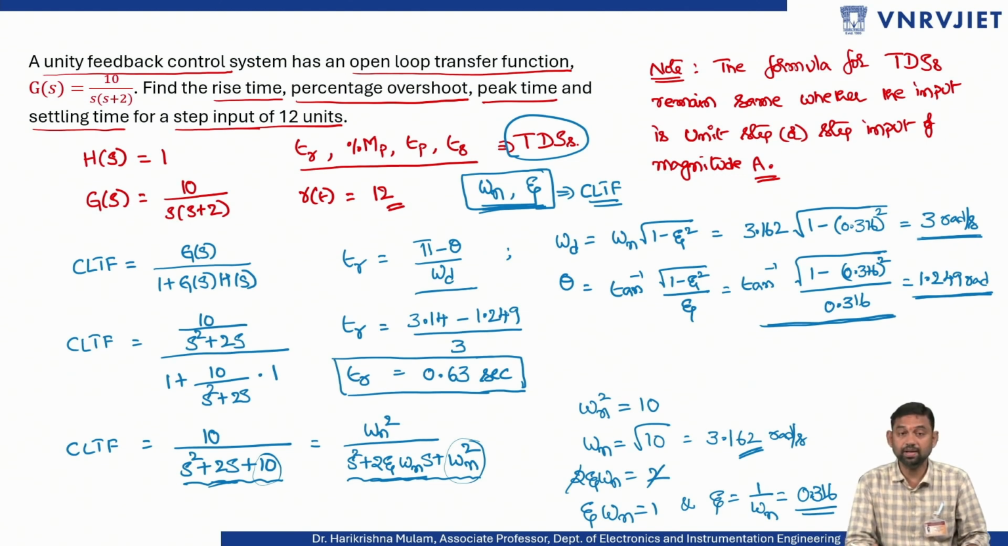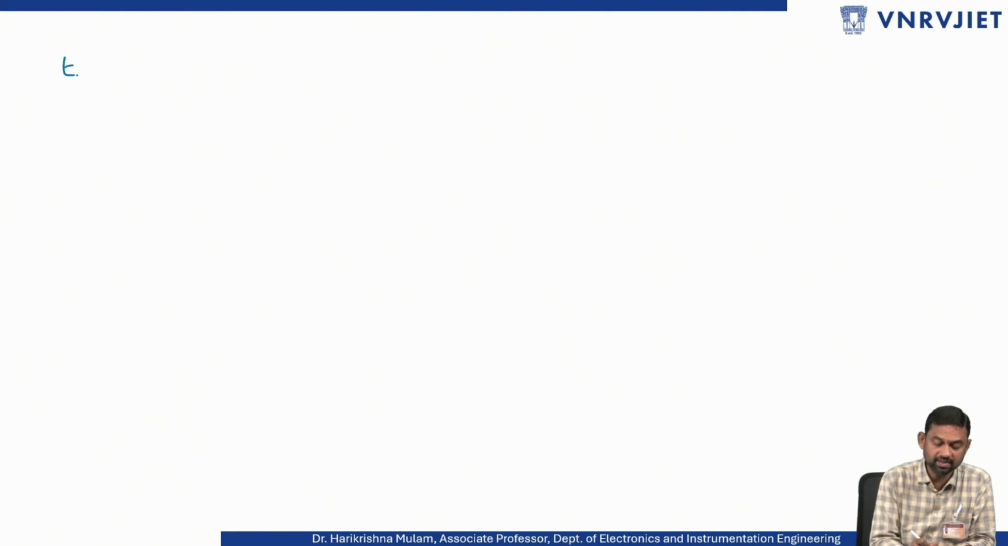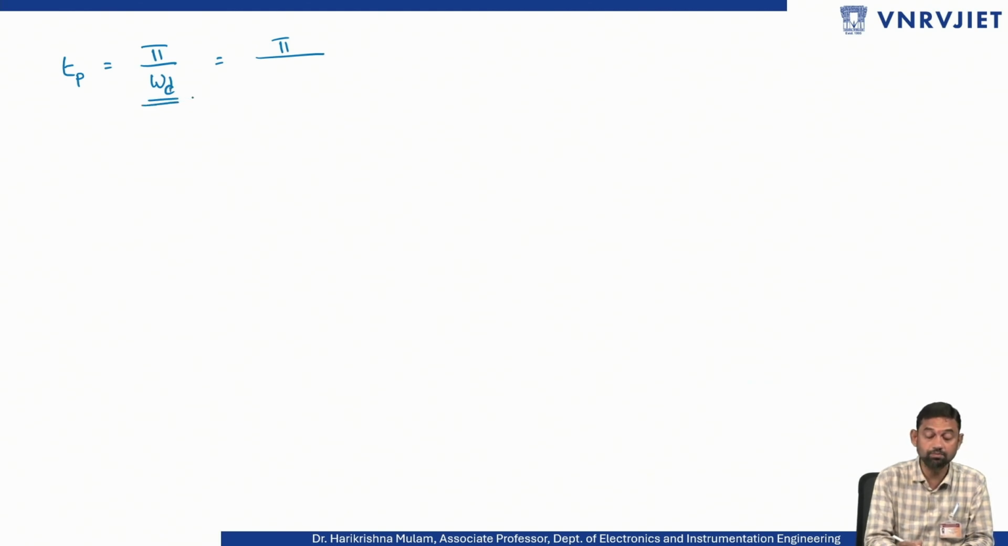Let us find the remaining parameters also. That is, next parameter is peak time. Peak time is given by the formula pi by omega d. That is equal to pi by, we have already found this damped frequency of the system and we got it as 3 radians per second. Therefore, pi by 3, which comes around 1.047 seconds.